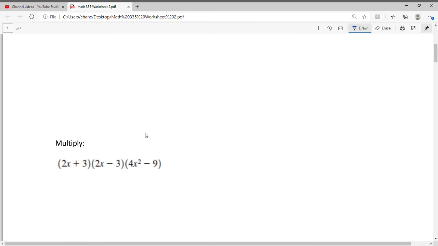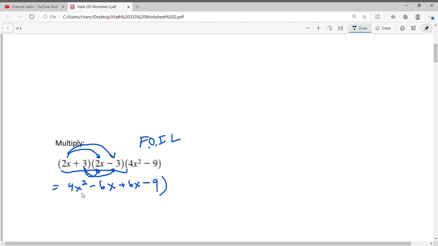Question number 2, we're going to use the foiling method for this question. I'm going to do the first part of it first, and we're going to use foiling. So we'll multiply 2 times 2x, that's 4x squared. 2x times negative 3, that's going to give me negative 6x. And then we'll do the bottom. 3 times 2x, that's 6x. 3 times negative 3, that's negative 9. And that's just the first two products. We're going to write down 4x squared minus 9.